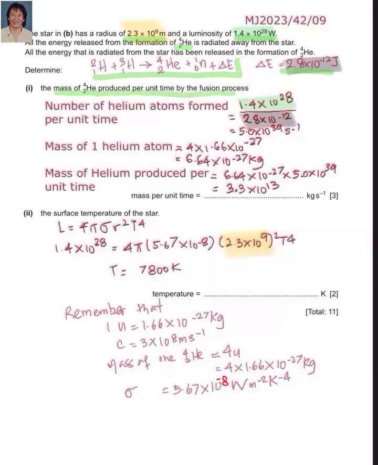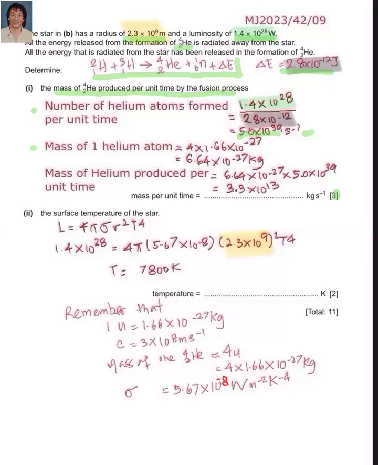Before we can do this, which carries 3 marks, we must first calculate the total number of helium atoms formed per unit time. That will be equal to 1.4 times 10 power 28, which is the luminosity, divided by the energy released when 1 helium is formed, which is 2.8 times 10 minus 12. This will give you 5.0 times 10 power 39 per second. That means this number of helium nuclei is produced every 1 second.